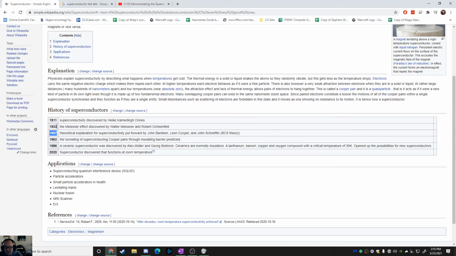The theoretical explanation didn't come for 46 years, what they call BCS theory. And then we call the pairs of electrons Cooper pairs after this guy named Leon Cooper. And then in '62, tunneling of superconducting pairs through an insulating barrier is predicted. In '86, a ceramic superconductor was discovered by Alex Müller and Georg Bednorz. Ceramics are normally insulators, but a lanthanum barium copper oxygen compound with a critical temperature of 30 Kelvin opened up the possibilities for new superconductors.